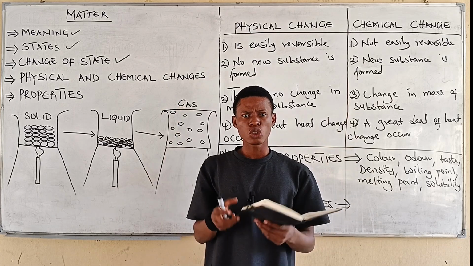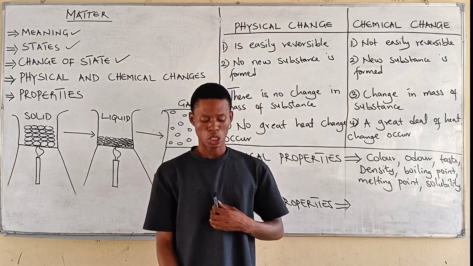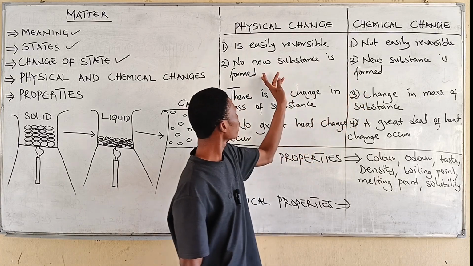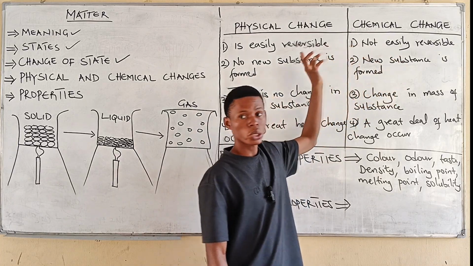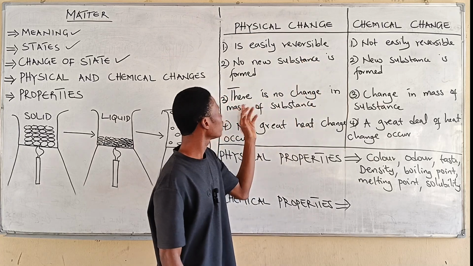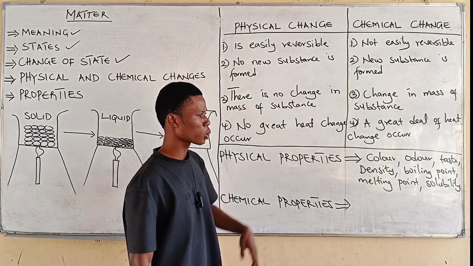So you can see that a new substance is formed. We said two things: no new substance is formed here, while a new substance is formed in chemical change. This is not easily reversible, this is easily reversible. Now number 3, there is no change in mass of substance.